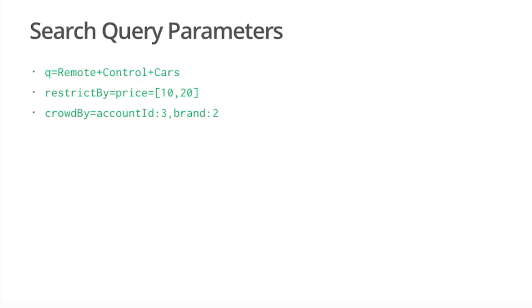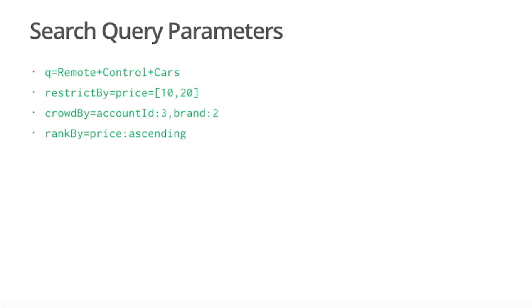Rather than ensuring all results returned have a specific attribute, we limit the number of results from a given attribute. For example, by crowding by account ID and specifying 3, we ensure that no account will have more than 3 results in our product listings returned from the API.